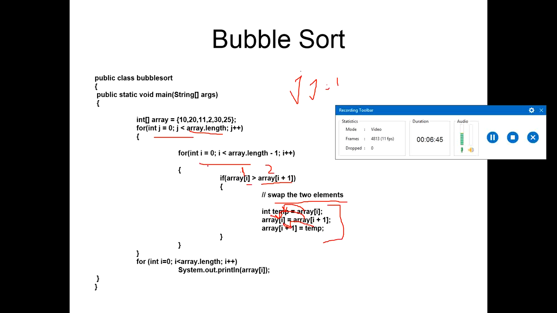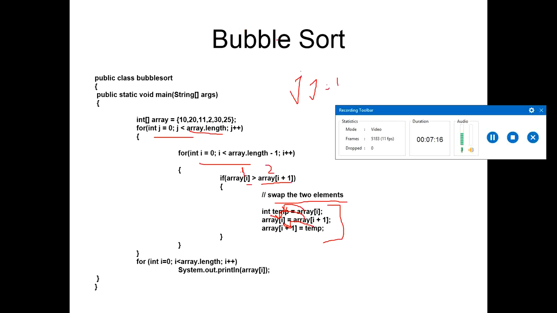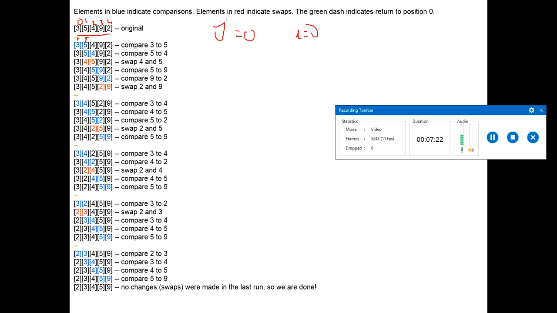Now the outer loop j is used to control or define how many times my loop should repeat. The outer loop is defined for the number of loop repetitions. Now i is equal to 0, so this is i and this is i plus 1. When i is equal to 0, it will compare A[i] with A[i+1], that means compare 3 with 5.